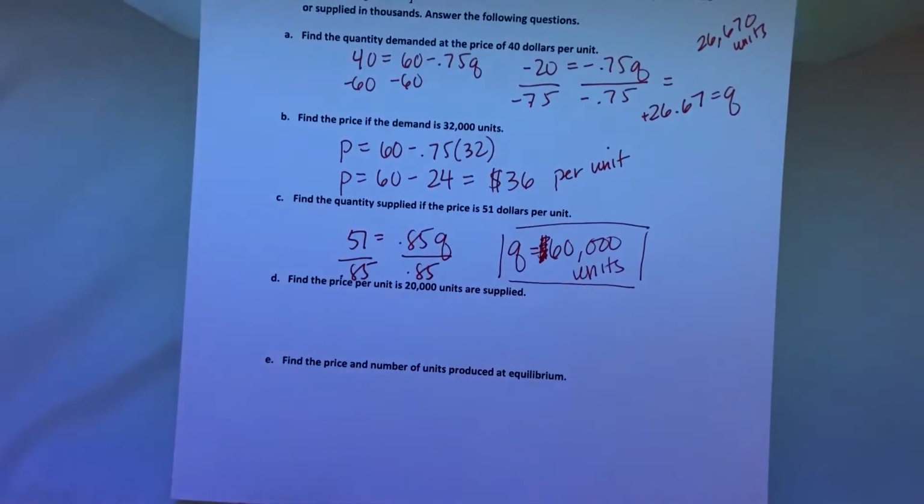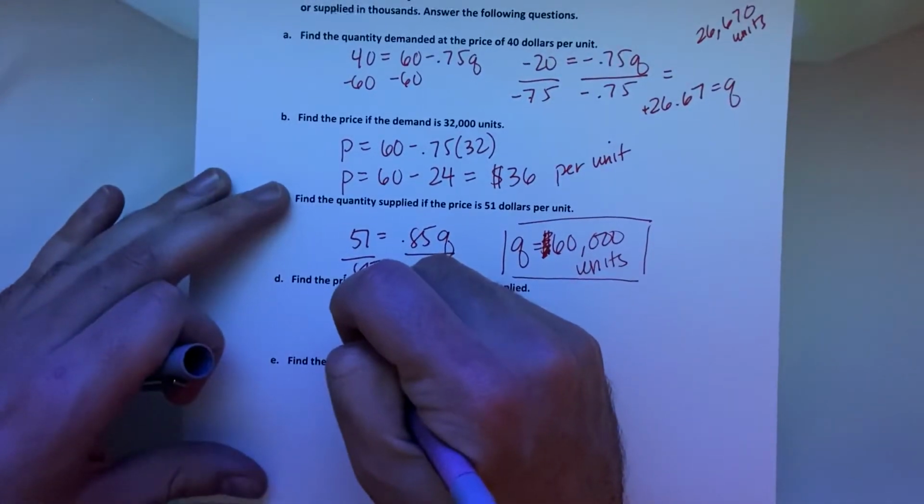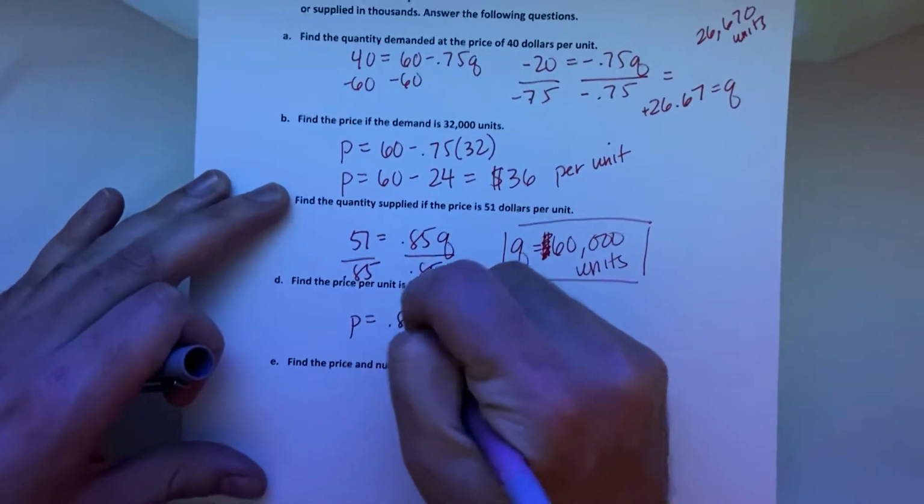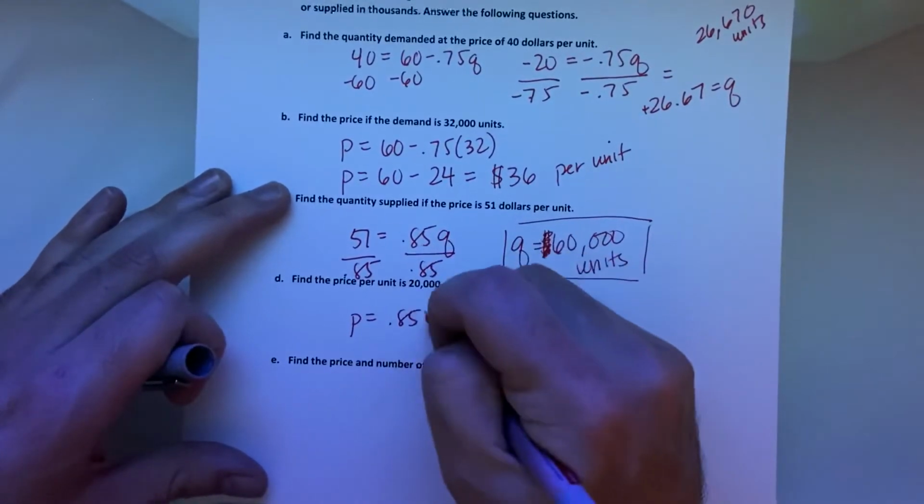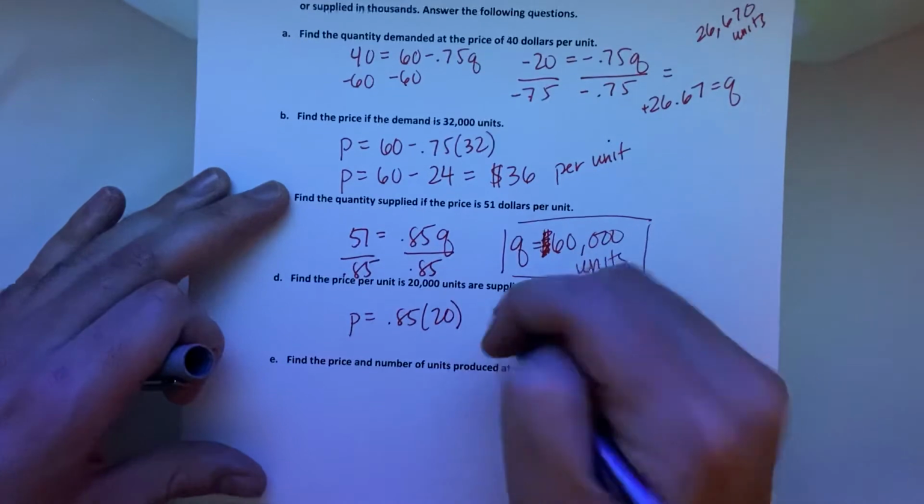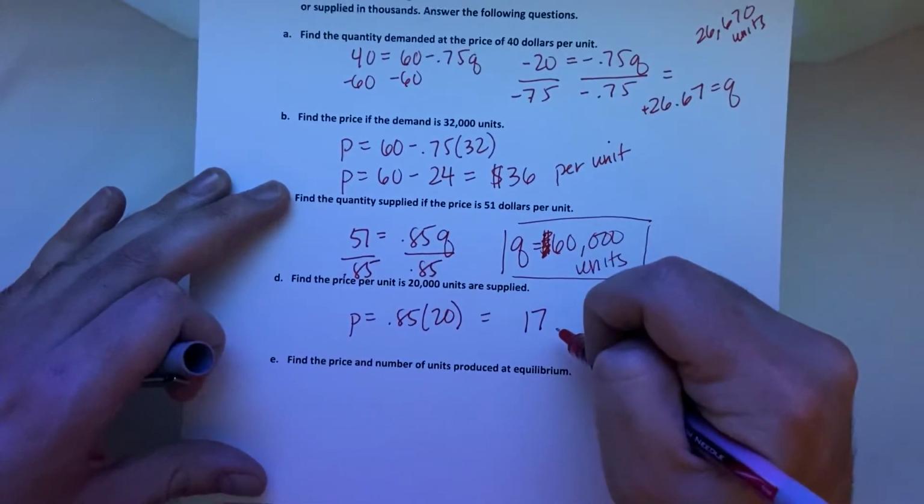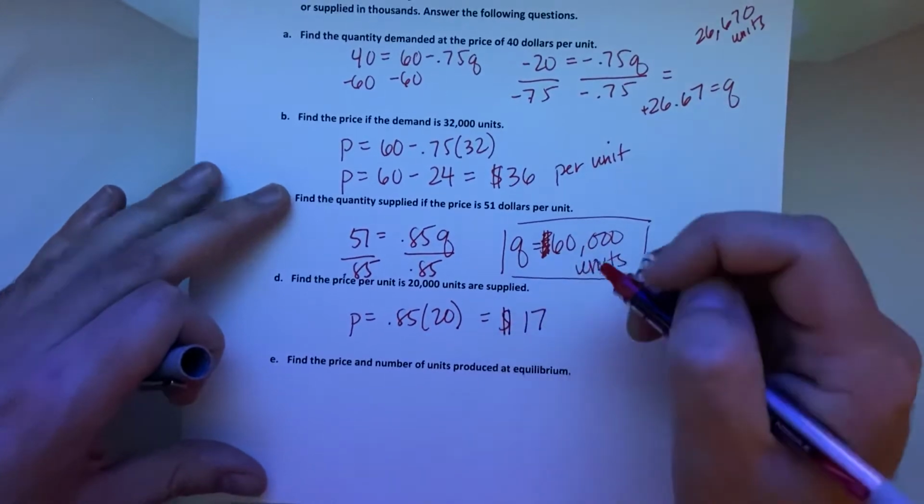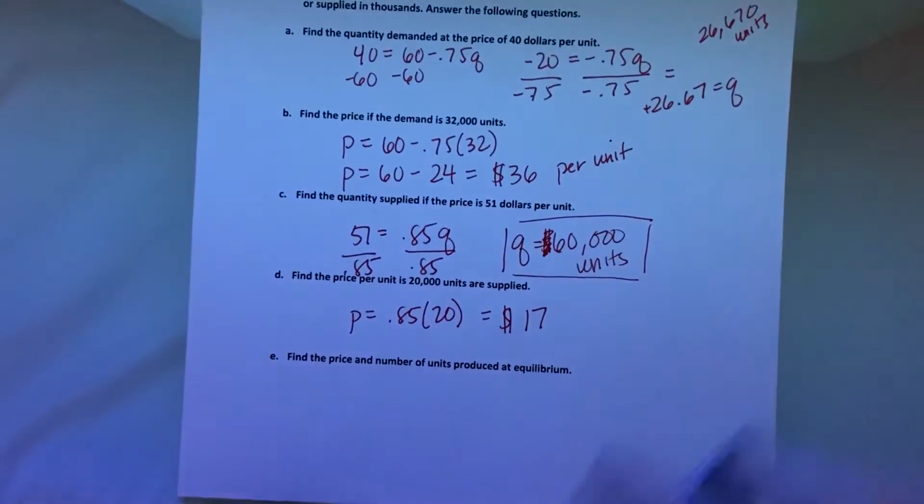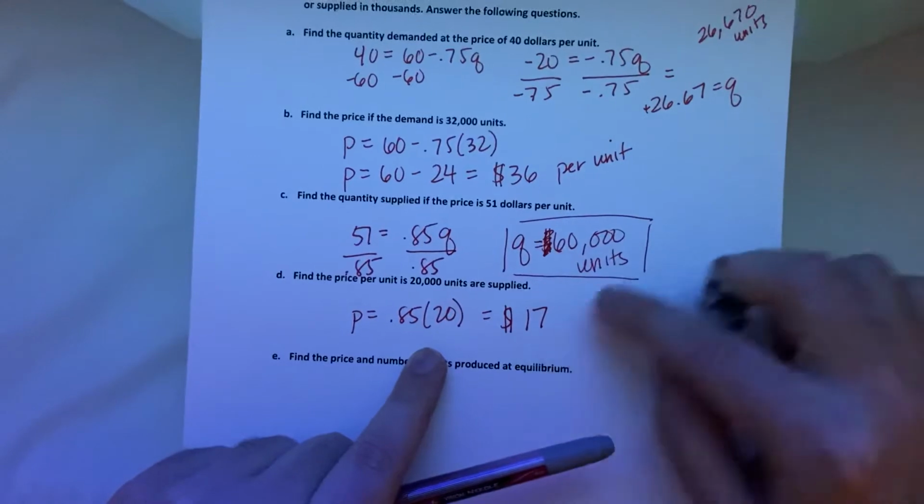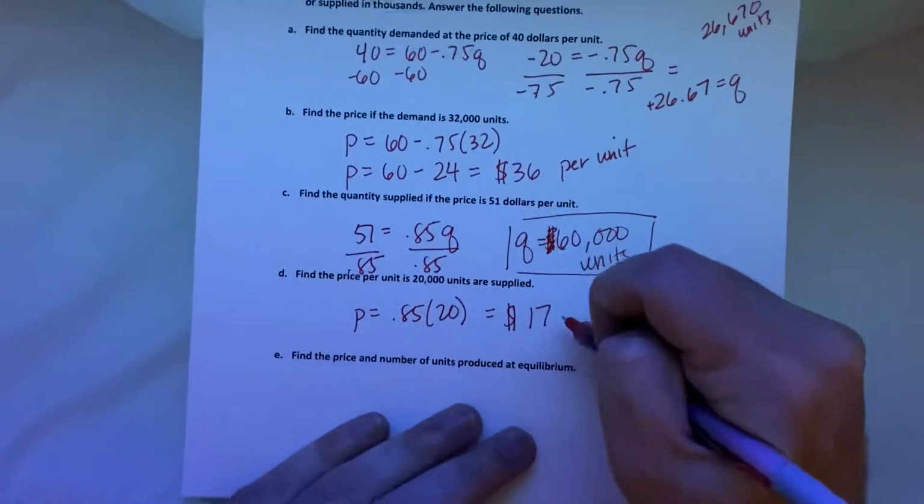Now find the price per unit if only 20,000 units are supplied. So again, price is 0.85 times Q, but Q is in thousands, so Q is only 20 here, which is $17. So if there's only 20,000 units, which is clearly less than 60,000, it's because the price level is lower here.